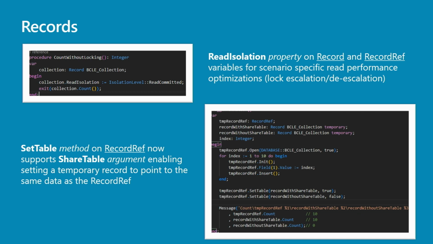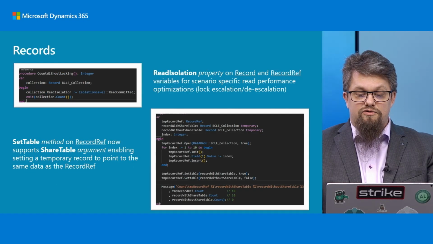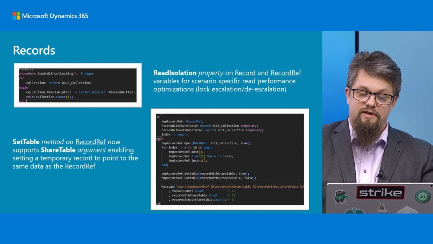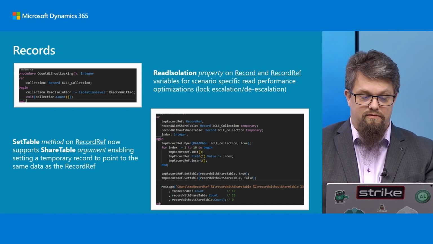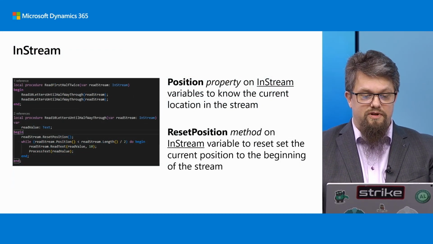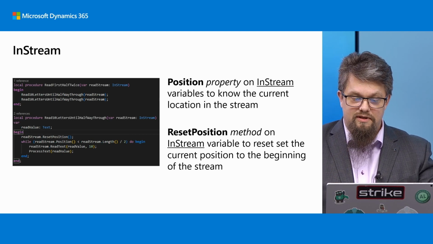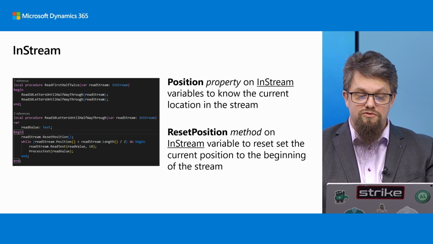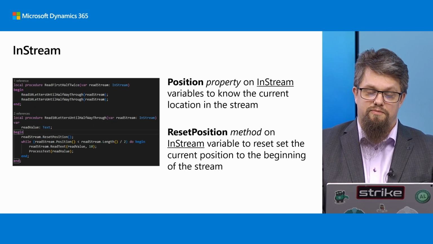On record refs, we all know the set table that allows us to set the record to whatever the record ref is pointing to. Now you have the opportunity to add the share table argument, a Boolean, that allows you to share the data that is in a record ref if the record ref is temporary, which is also very nice. For streams, and especially the in-stream, we've added the position property and the reset position method to allow you to easily use the same stream again and again for different purposes.